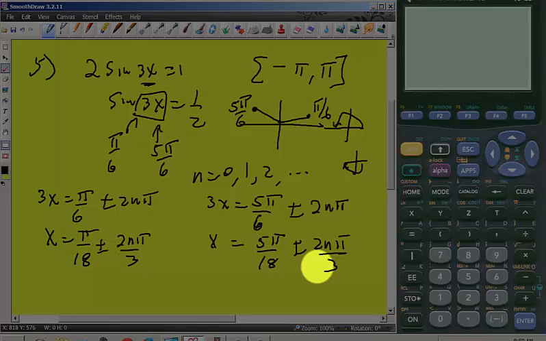Not done, because it's a domain restriction right here. That causes me to plug in for the n now and find everything between 0 and pi and 0 and negative pi. Okay, so let's go ahead and do that.